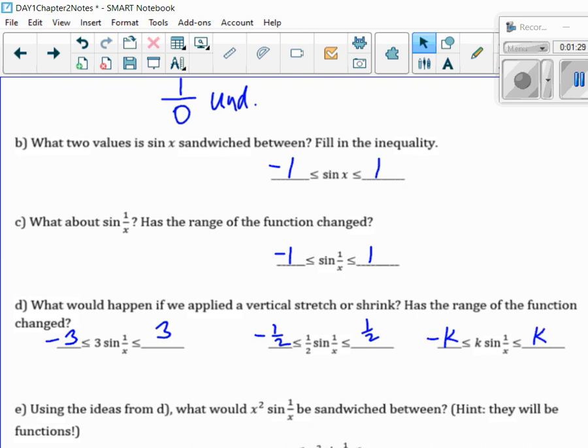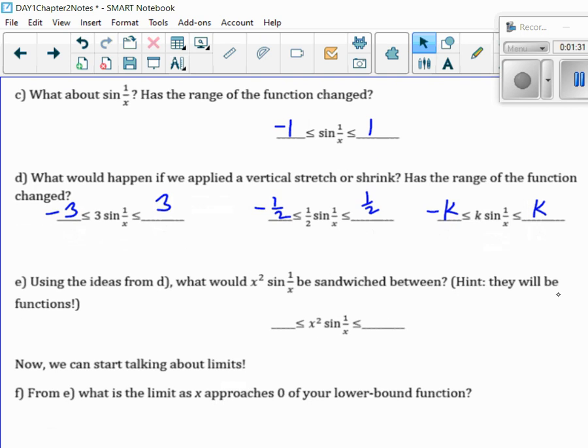So now, using these ideas, I have this x squared here. So x squared is kind of acting like the k there. So what would this be sandwiched between? -x squared and x squared. Okay, so now we're going to talk about limits here. What is the limit as x approaches 0 of the lower bound, meaning, what is the limit as x goes to 0 of -x squared?